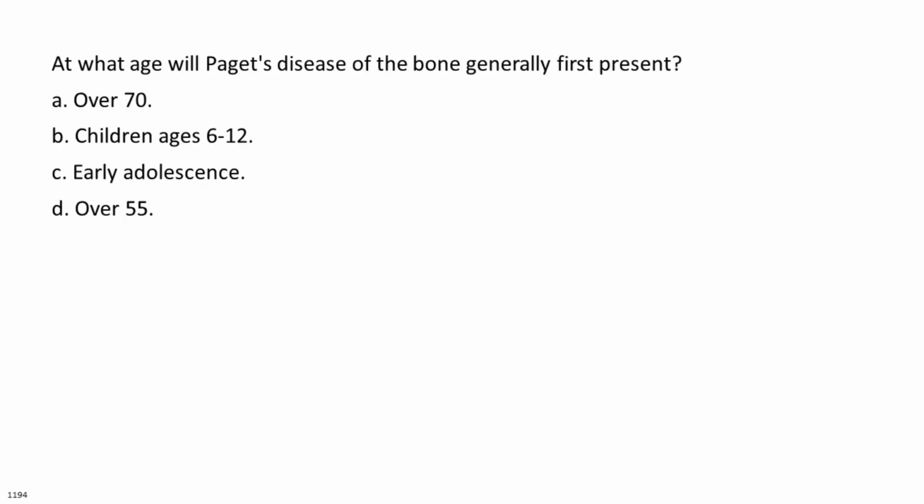At what age will Paget's disease of the bone generally first present? A. Over 70. B. Children ages 6 to 12. C. Early adolescence. D. Over 55.